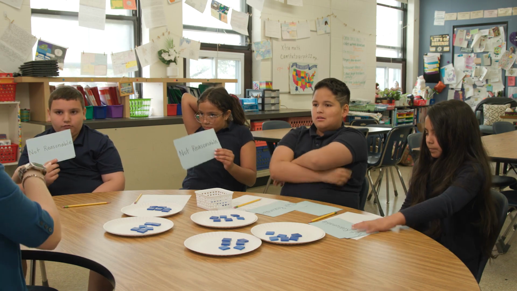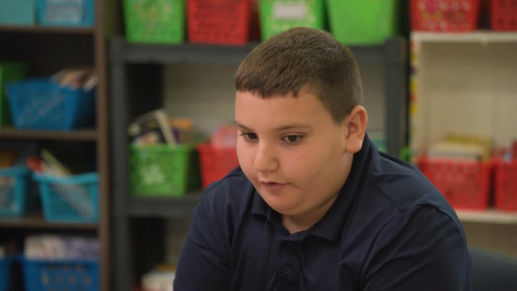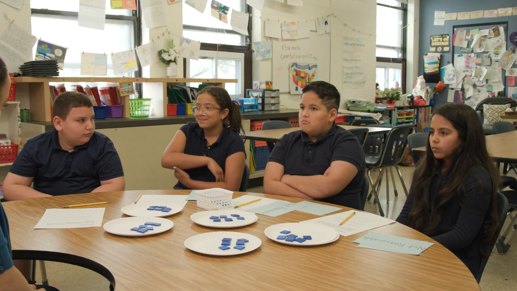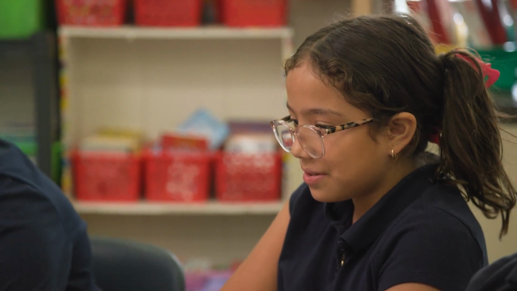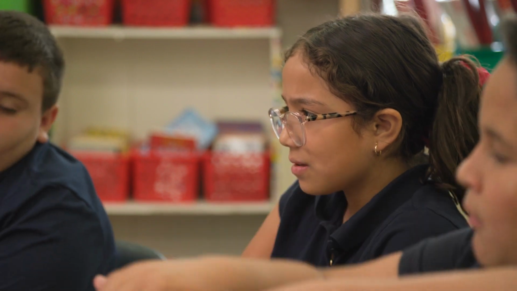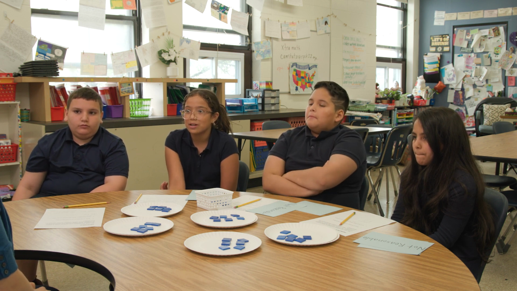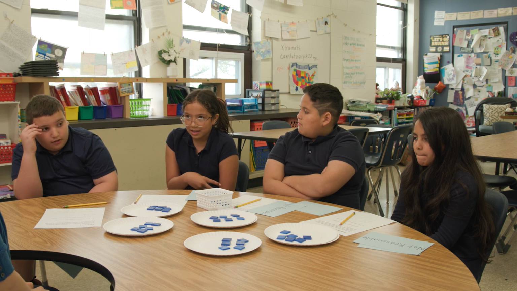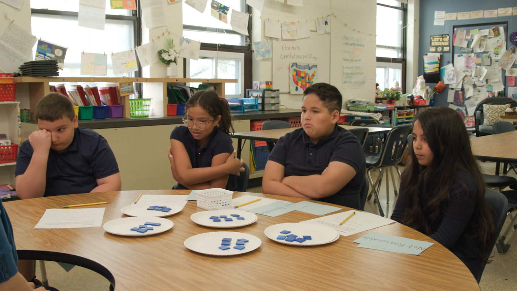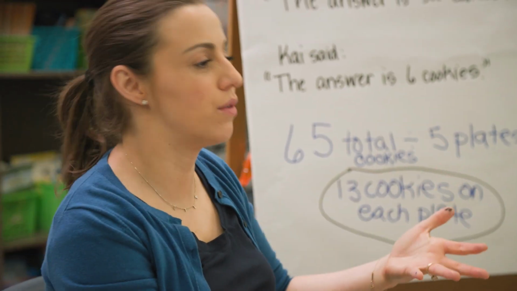Okay, so now you seem more confident. Why do you think that 6 cookies on each plate is not a reasonable answer? Because it will give you 30. 6 cookies in each one makes 30, and we would need to put like 35 or 30 more cookies, and that would be a lot. If we put only 6 cookies on each plate, that would only give out 30 of the cookies.